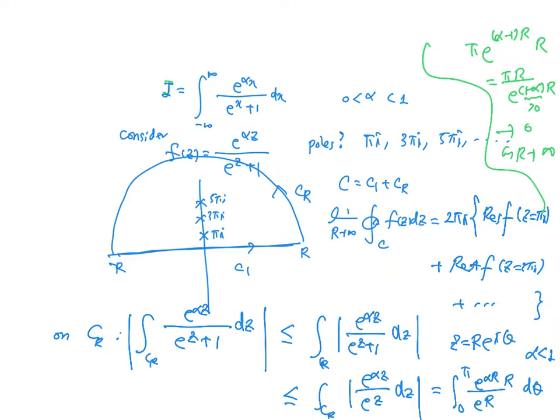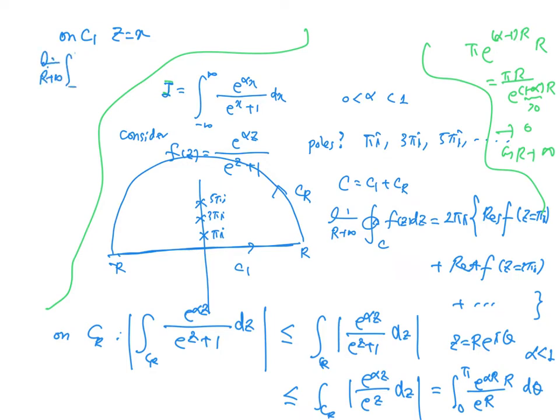And on C1, z is x, so the integral from minus infinity to infinity actually. I think I'm going a little bit fast. So the limit as R goes to infinity of the integral from minus R to R on C1 of exponential x over 1 plus exponential x times exponential alpha x dx is simply the integral from minus infinity to infinity of the same thing, right? So our goal is the following.